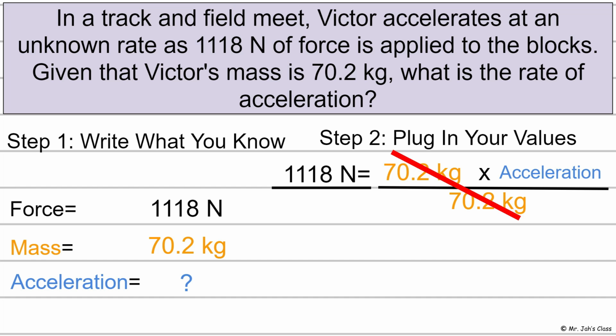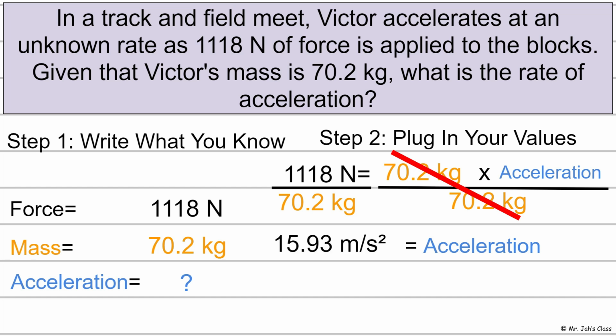And whatever we do to one side of the equation, we have to do to the other side. So therefore, acceleration is equal to 15.93 meters per second squared. And that is how you solve for acceleration.